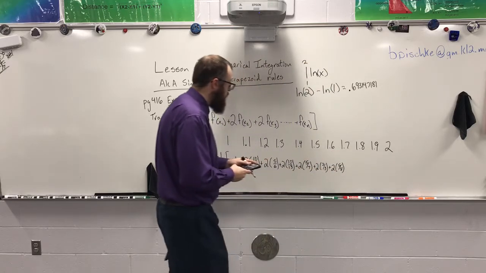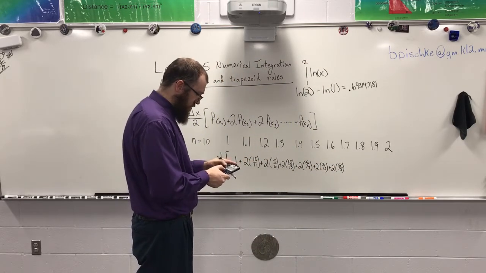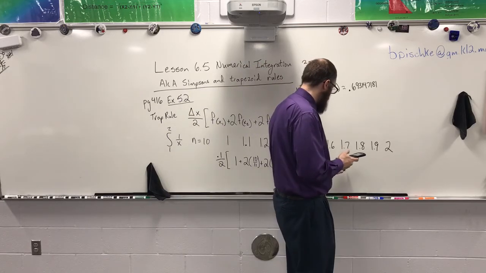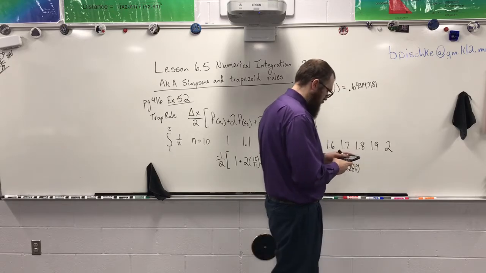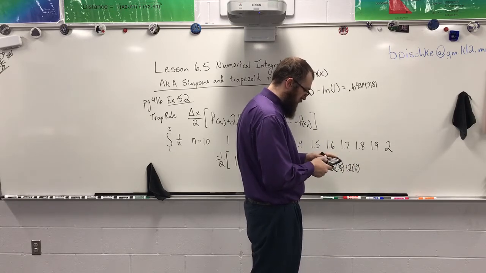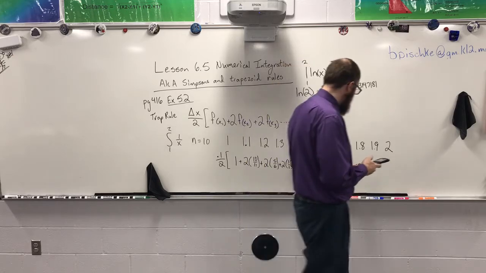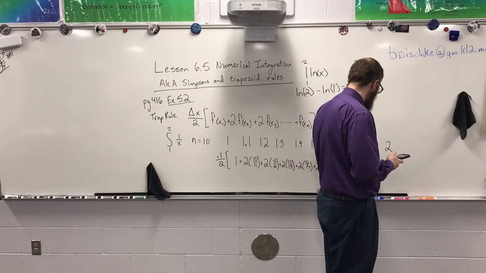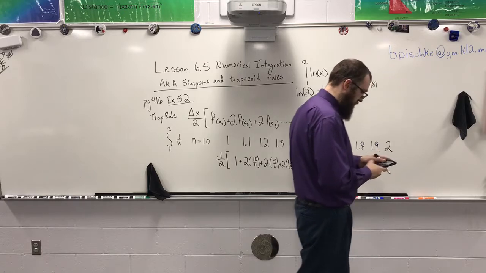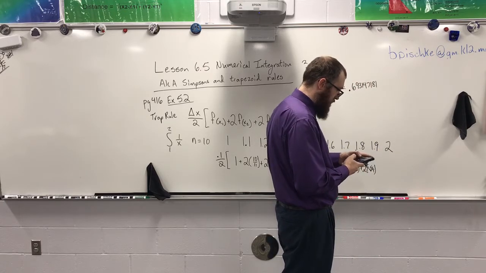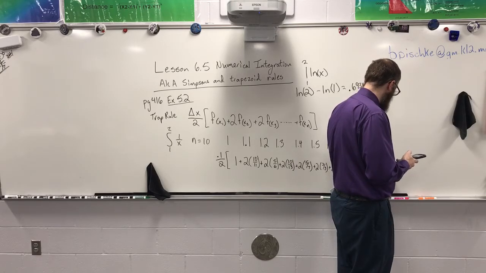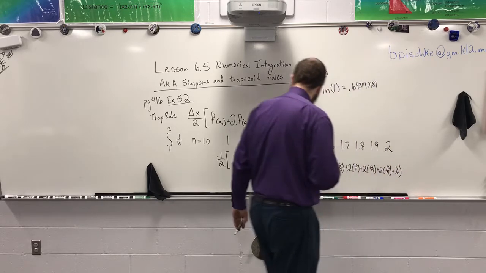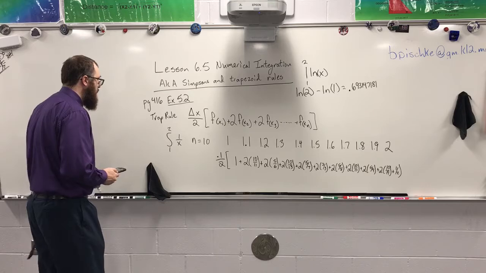1 divided by 1.7, switch that to a fraction, that's 10/17. 1 divided by 1.8, switch that to a fraction, that's 5/9. 1 divided by 1.9, switch it to a fraction, that's 10/19. 1 divided by 2 is 1/2. Now hopefully everybody is seeing where I'm getting my values.